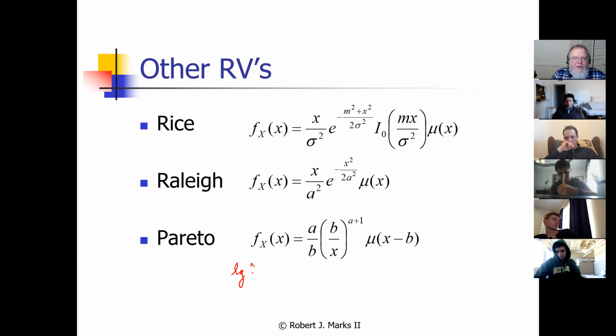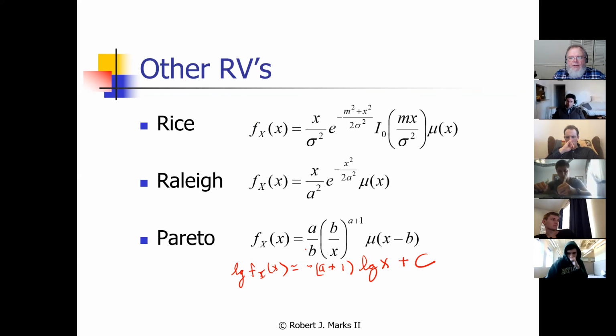So the log of f sub x of x is equal to, the most important part is a plus 1 times the log of x, right? And then it's plus some other stuff. This is the only functional part of it, right? The log of x. Do you see that?